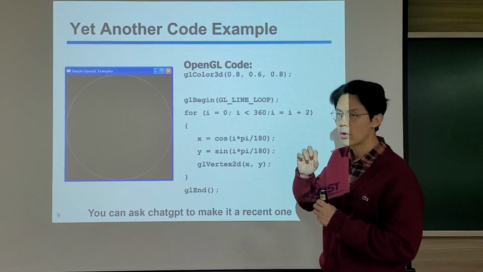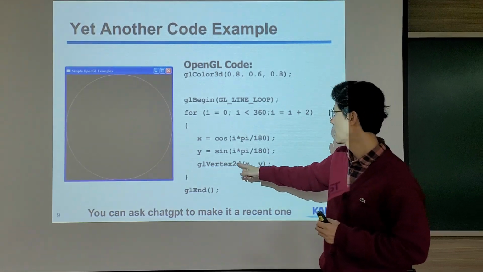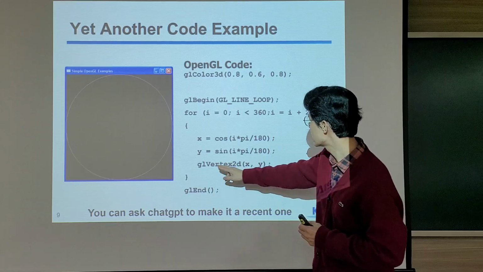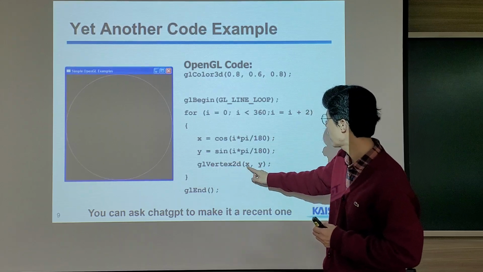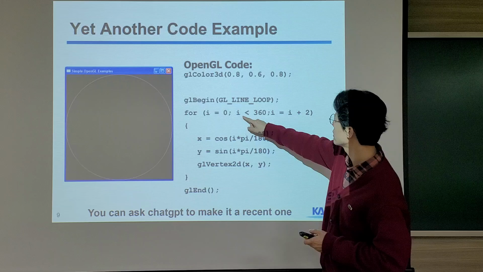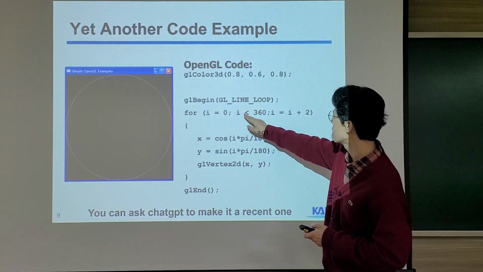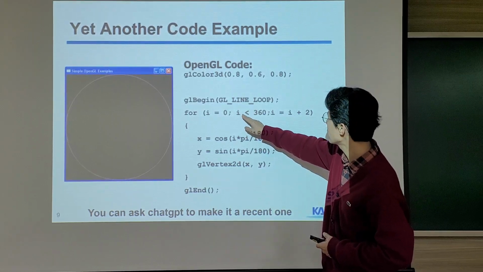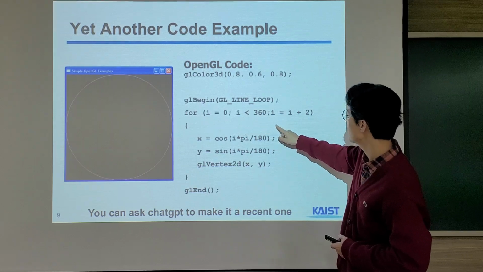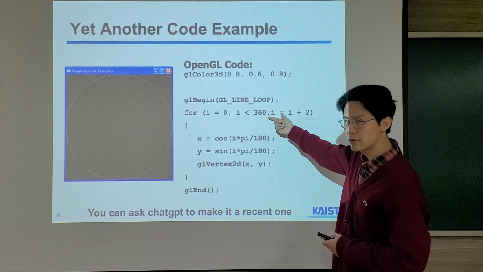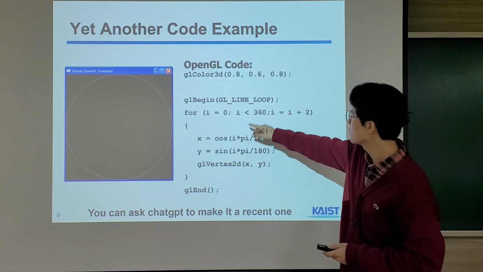This is the coordinate representation of the circle, and based on that I specify glVertex2d with x and y, starting from 0 degrees to 360 degrees. I convert the degrees to radians, and I connect them with GL_LINE_LOOP.